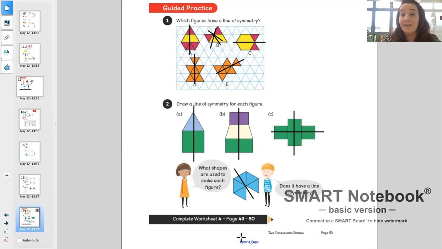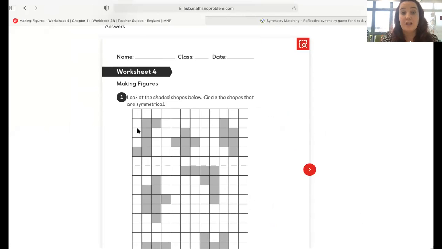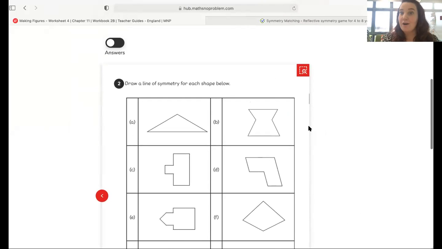Okay, so you're going to be doing pages 49 and 50. I will be putting them up, but let's have a look at them together. Okay, look at the shaded shapes below and circle the shapes that are symmetrical. Remember to turn your head and draw in the line of symmetry if you can see it. And then here, drawing a line of symmetry.